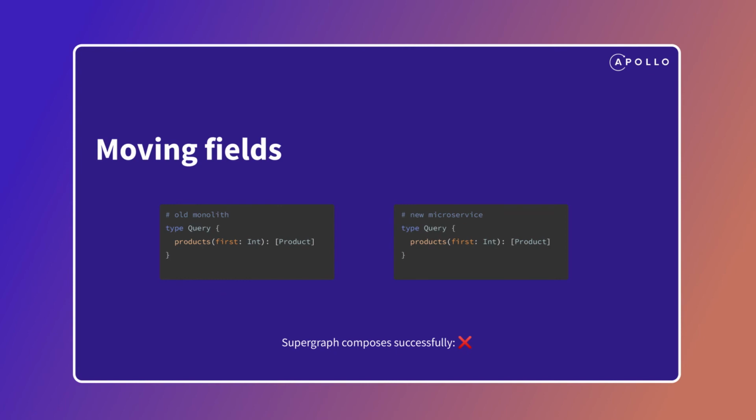It's so common. In Federation 2, we added a new directive called override that allows both of these subgraphs to provide the same capability, but give a hint to the query planner about which subgraph to prefer. This allows teams to perform the schema shuffle at a much more leisurely pace and also not block other teams from making API changes.